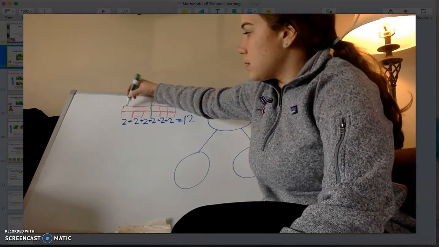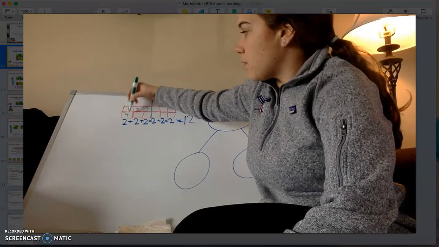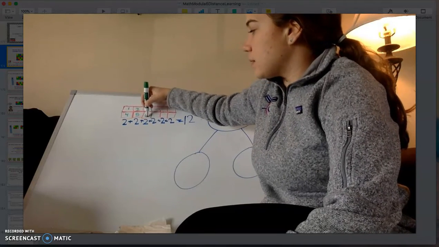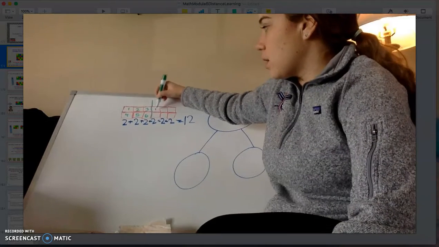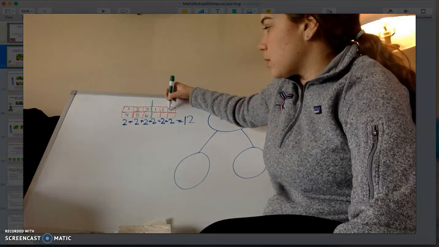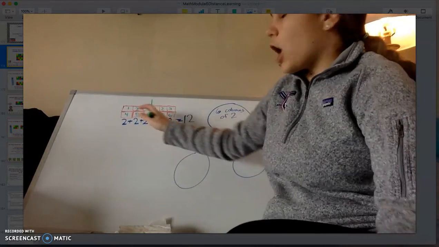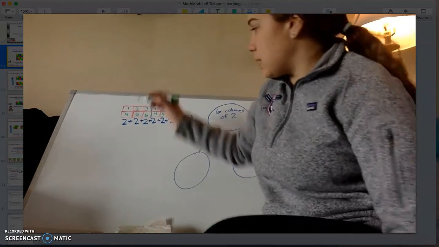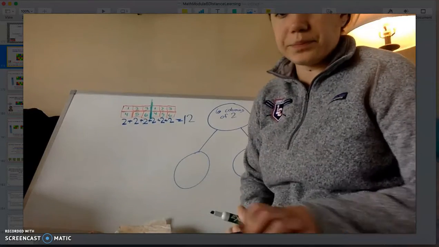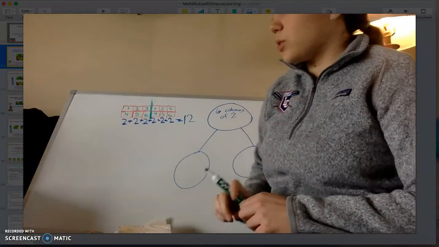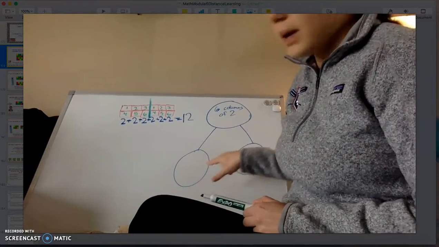So we have 1, 2, 3, 4, 5, 6. So there's 6 tiles on this rectangle. Let's see how many are in this one. 1, 2, 3, 4, 5, 6. Are both of our new rectangles equal? If I draw my line right here, right there. Yes.